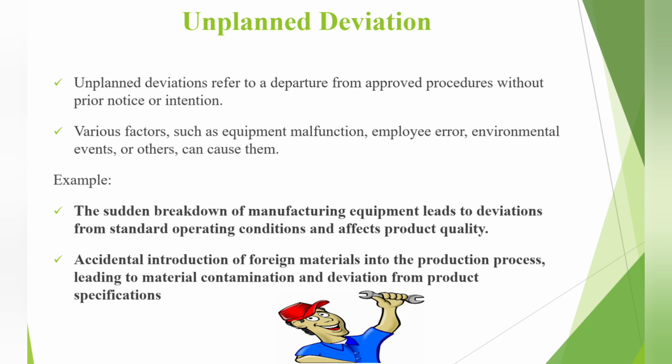Now the second one, unplanned deviation. Unplanned deviations refer to departures from an approved procedure without prior notice or intention. Various factors such as equipment malfunction, employee error, environmental events, or others can cause them. For example, the sudden breakdown of manufacturing equipment leads to deviation from standard operating conditions and affects product quality. Another example, introduction of foreign material into the production process, leading to material contamination and deviation from product specification.